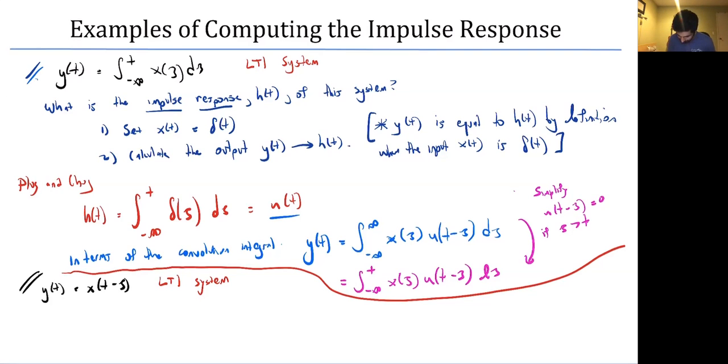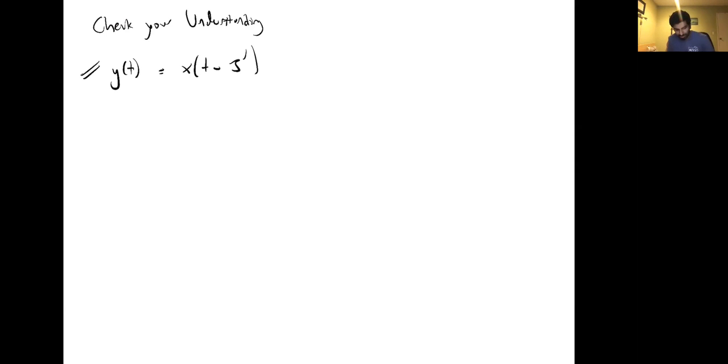So I hit this key and hold here, add page. Awesome. So, as a CYU question, building upon the last example, check your understanding. Now I'm going to give you a new example of a system. I'm going to give you y of t equals x of t minus some delay tau prime. So my output is going to be the original input x, but it's been delayed by some amount tau prime.